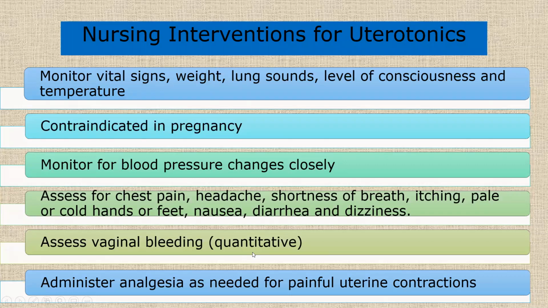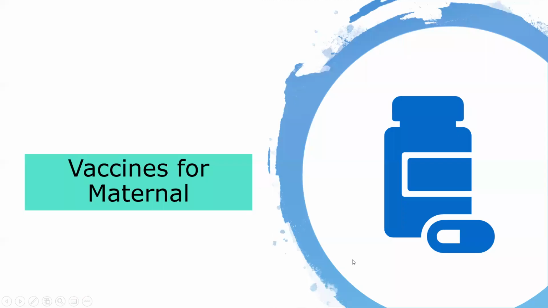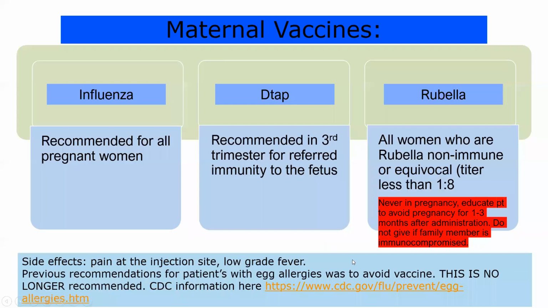But once you make the switch, you'll see how poorly we were able to estimate what those blood losses were. And then vaccines. Talk about our vaccines for our moms. There are a couple of vaccines that we highly recommend women get in the 3rd trimester because there's some conferred immunity to these diseases for the fetus.